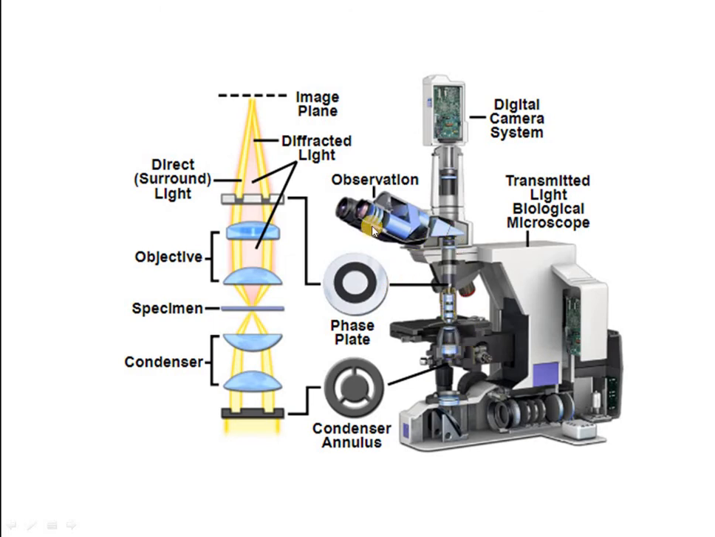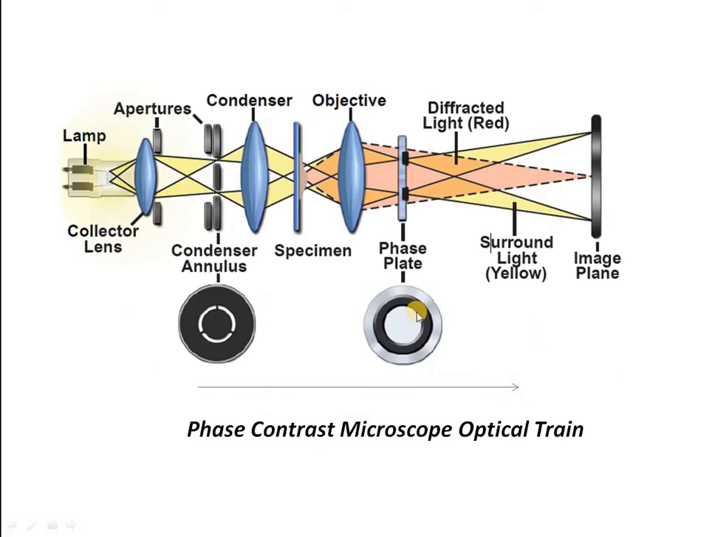These microscopes generally have a binocular attachment for binocular vision, and a digital camera is attached here for visualization as well as, with the help of a computer, for taking a picture of the image formed. So this is the light pathway, whatever I have described in the earlier slide also.